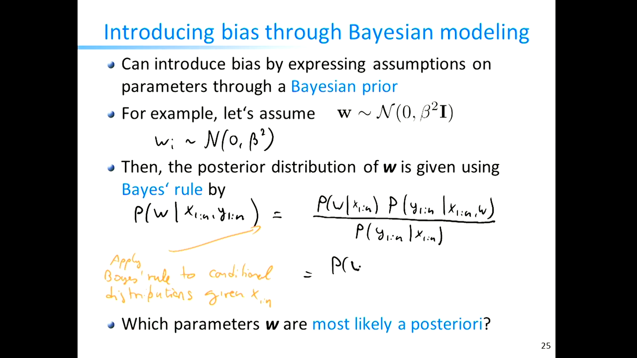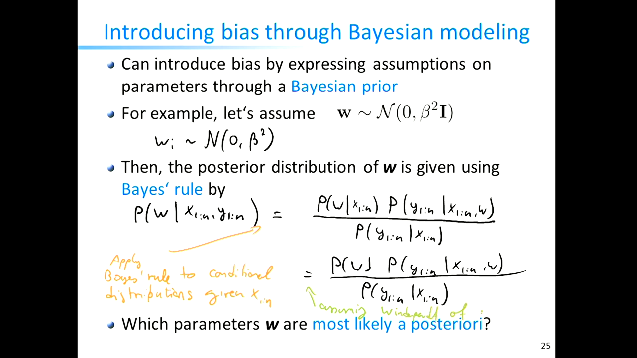So this means that this is just the distribution over W times probability of y1 through n, given x1 through n and w, divided by probability of y1 through n given x1 through n, right? And this here is just assuming w is independent of x, right? That's really not the major assumption. So basically p of w is the same as p of w given x1 through n. Okay? So that's just Bayes' rule.